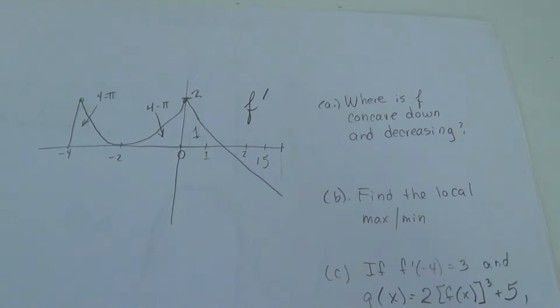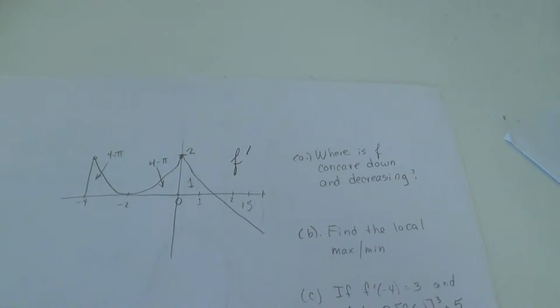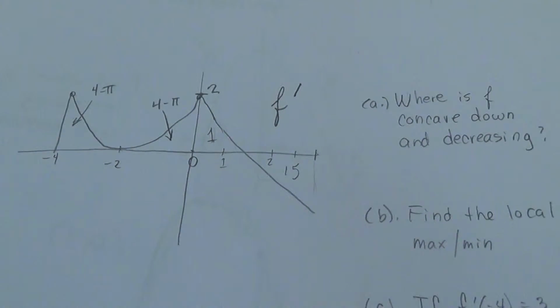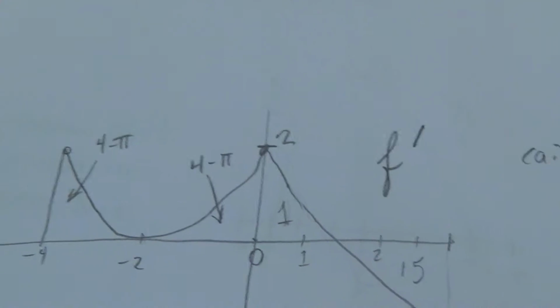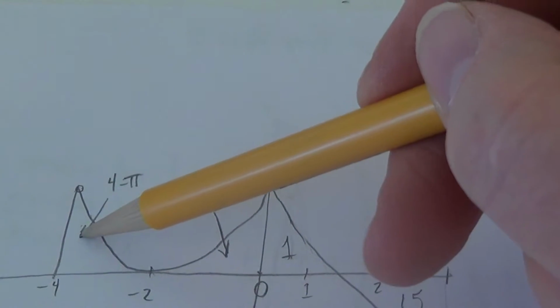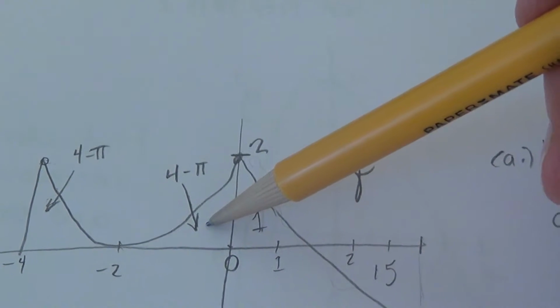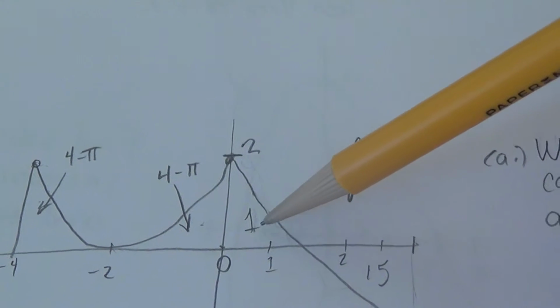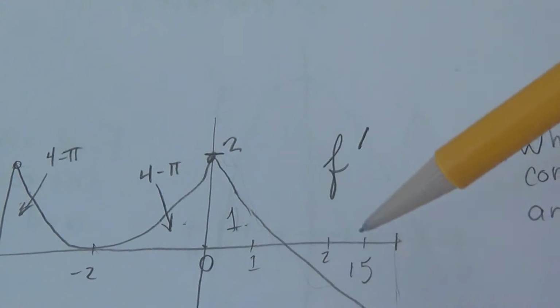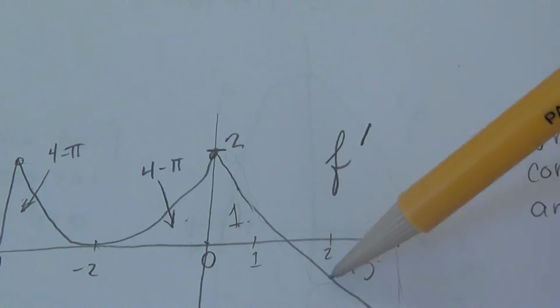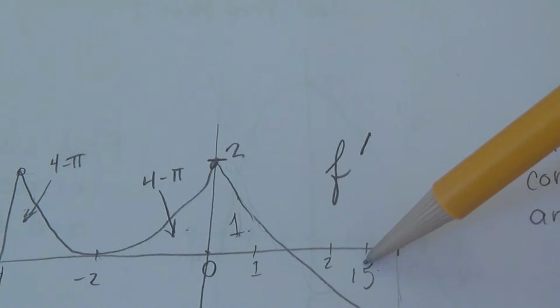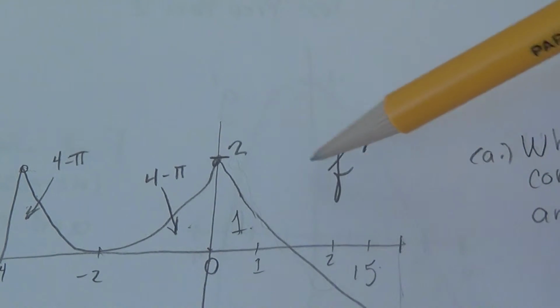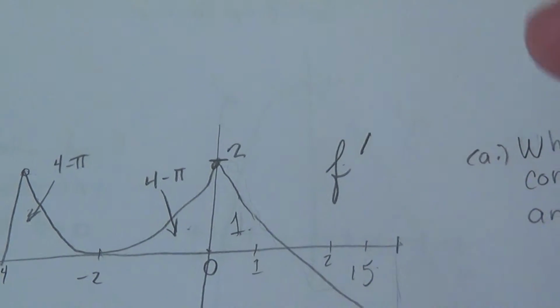Let's see if I can zoom in on that. 4 minus pi. I couldn't even see it. All right, so the first area is 4 minus pi. The second area is 4 minus pi. The third area is 1. And then this one isn't drawn to scale, but we'll say it's a large area, is 15 below the curve. And again, this is a picture of the derivative of the function f.